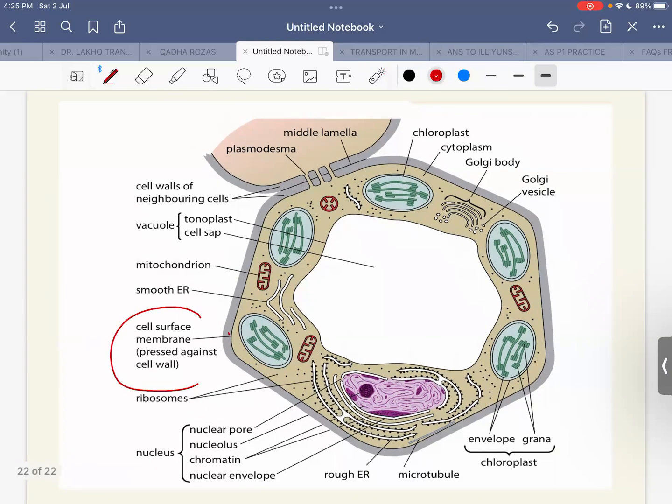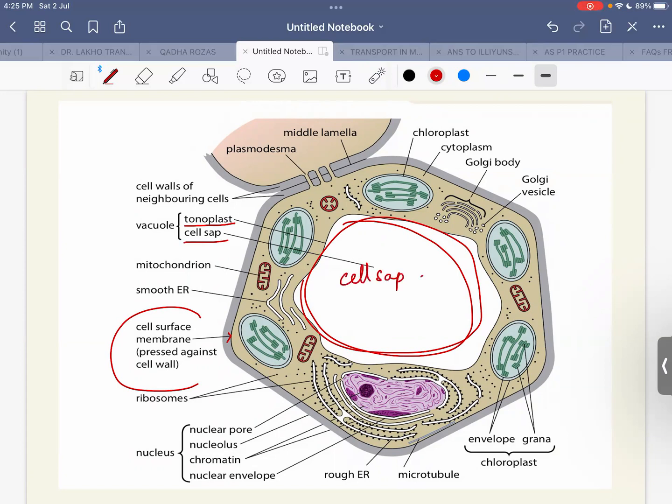But when we label like this, this is the cell membrane. Then you can see this huge, this entire thing. This is the vacuole. As you can see, the membrane of the vacuole has been labeled as tonoplast, and the contents of the vacuole have been labeled as cell sap. We can see lots of these chloroplasts, which are full of chlorophyll. We can also see mitochondrion, 1, 2, 3, and 4. And we can see these tiny dotted structures, these ones. Just follow my cursor. These dotted structures which are lying freely in the cytoplasm, they are ribosomes.